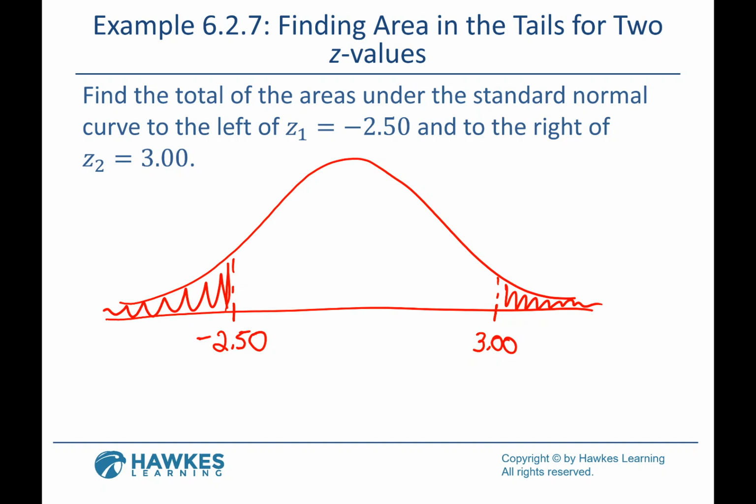We want the area to the left of this one, so how can we find area to the left? We just look it up in the table. So if we go to negative 2.50, let's see what we get there. 0.0062 that I found.